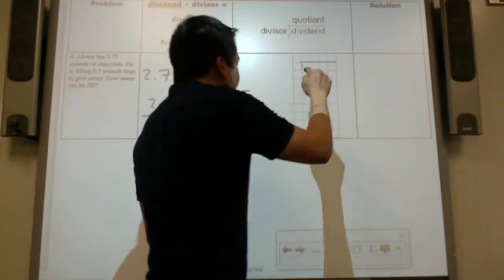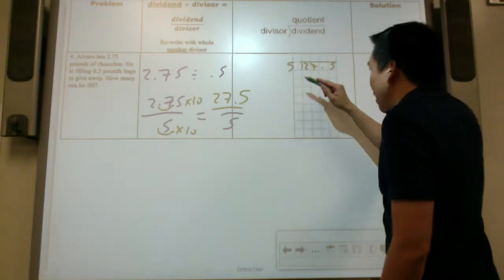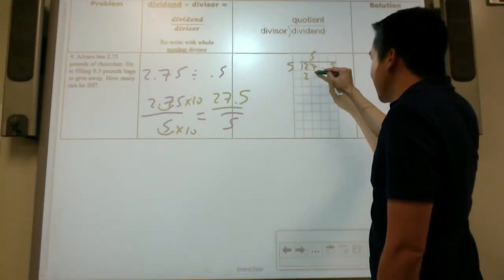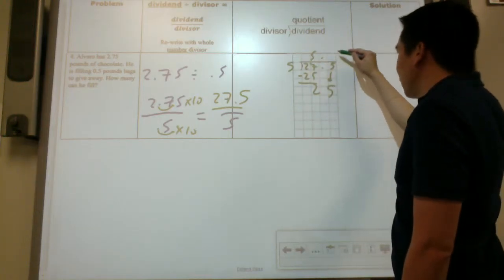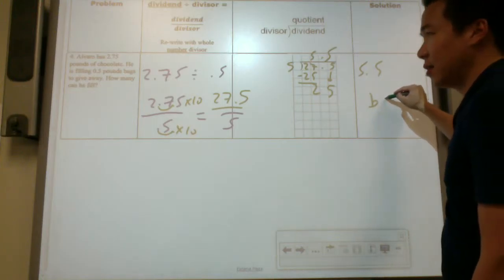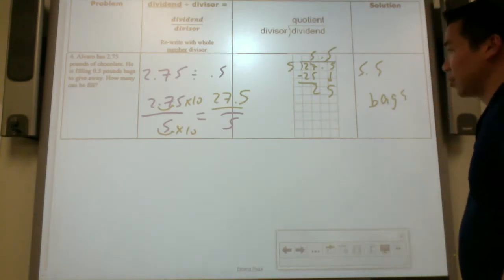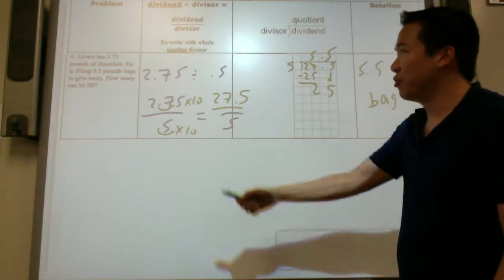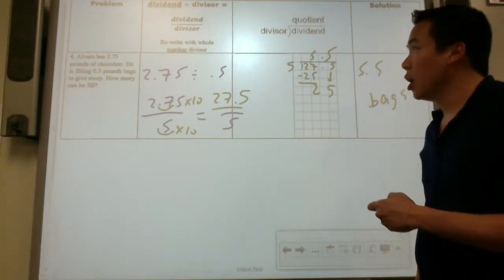So that's 27.5. Now let's do 27.5 divided by 5. 5 goes into 27 five times. Bring down, don't forget the decimal point. How many 5s go into 25? 5. So 5.5 bags will fit 2.75 pounds of chocolate.